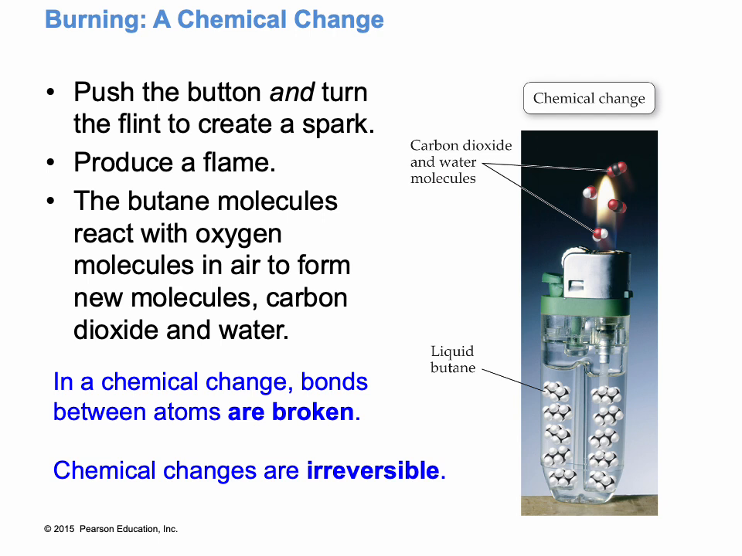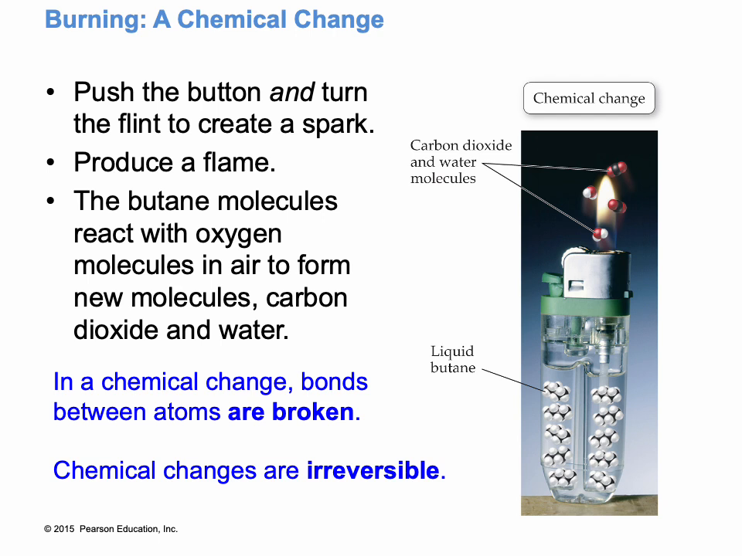We have liquid butane below, but once it reacts with oxygen, it's no longer butane. Now it's turned into carbon dioxide and water. And that chemical change also produces energy. And we can see that energy as light, and we can feel that energy as heat. So the chemical change is associated with releasing light and releasing heat. The butane molecules react with oxygen in the air to form new molecules, carbon dioxide and water. In a chemical change, bonds are broken, and a chemical change is irreversible.